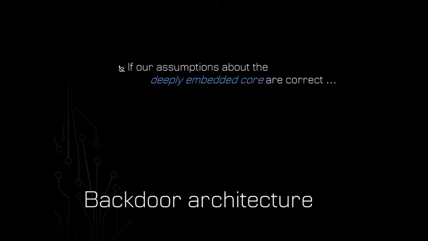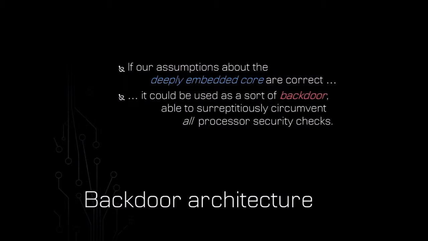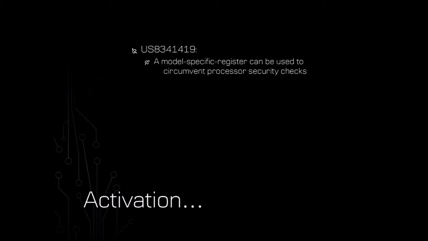So where does that leave us? Well, this is all wild speculation at this point, just piecing together little pieces of different patents. But if our assumptions about this deeply embedded core are correct, that means it could be used as a backdoor, a means of surreptitiously circumventing all of the processor security checks. So that's obviously something worth diving into a lot further. So let's start at the beginning. How would we go about activating this circumvention mechanism?